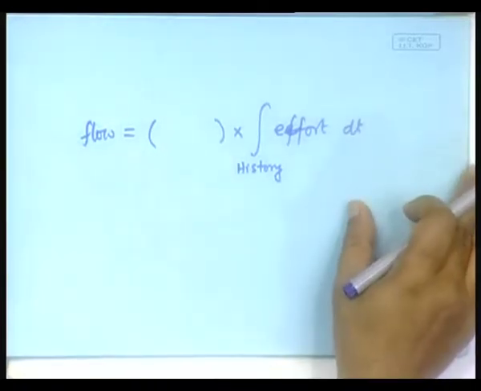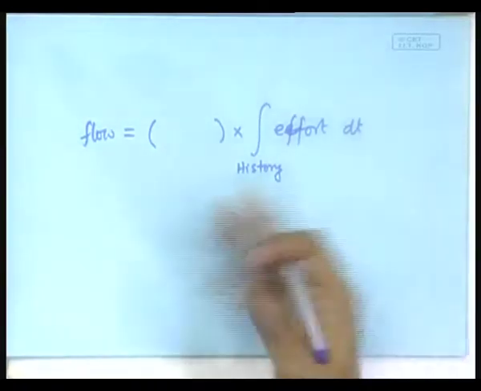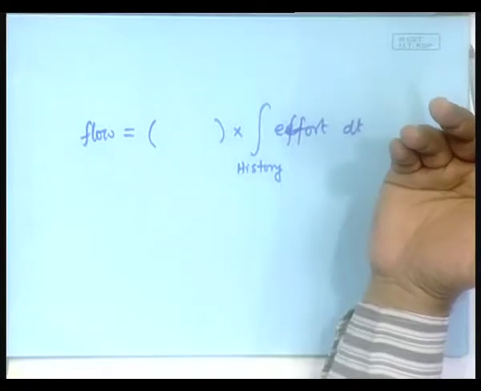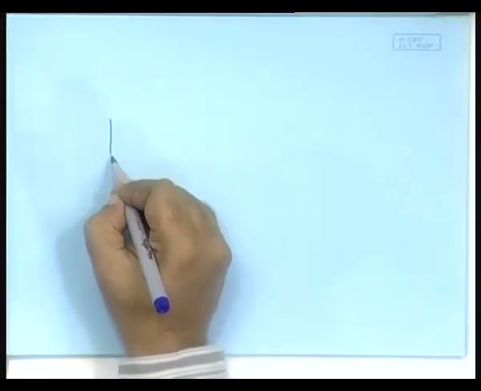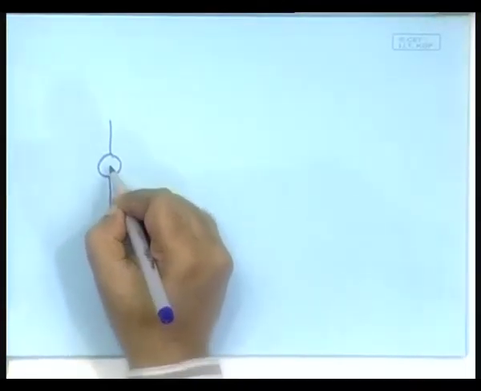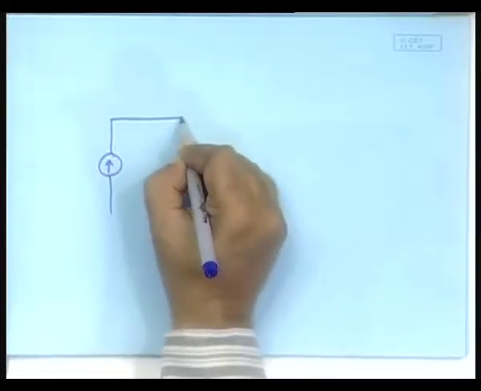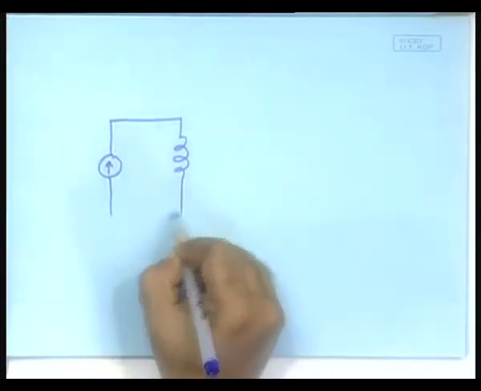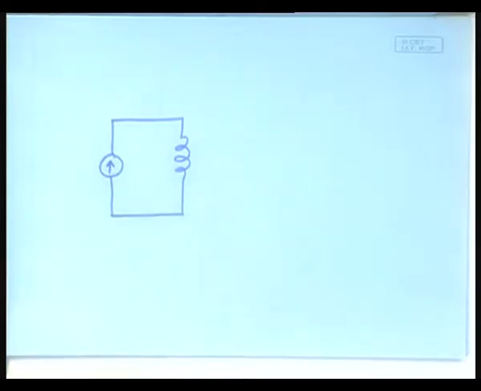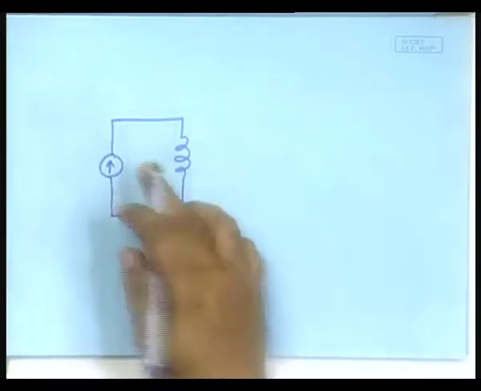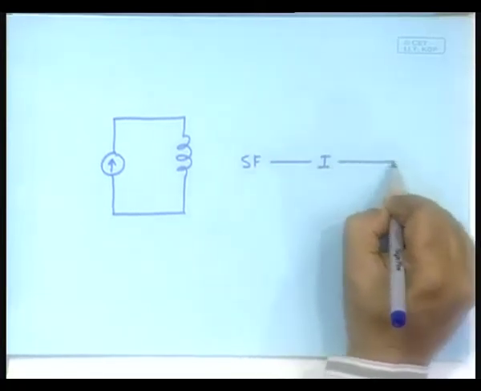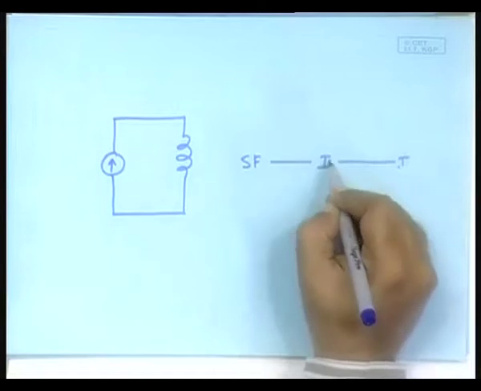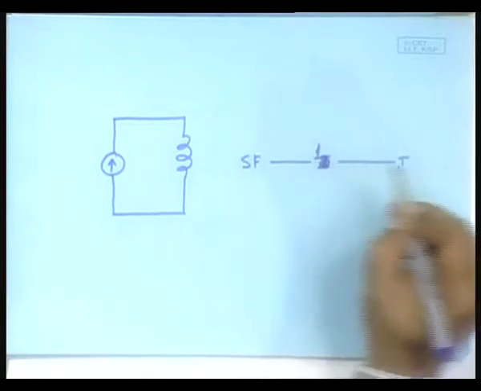Now, there can be certain situations where you will not be able to assign the natural causalities. Imagine that you have a current source and an inductor. How will you draw the bond graph? It is an SF, a 1 junction, to I.